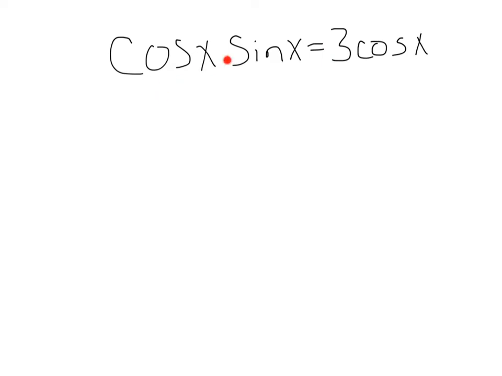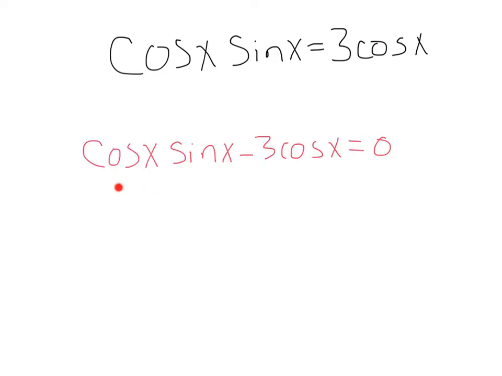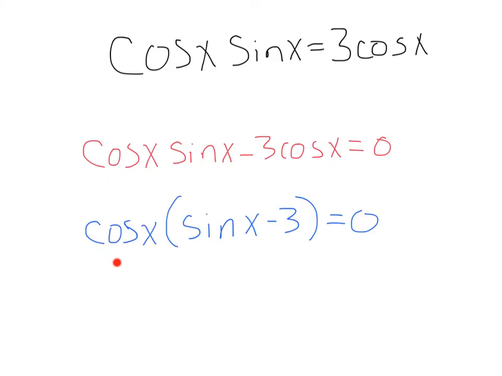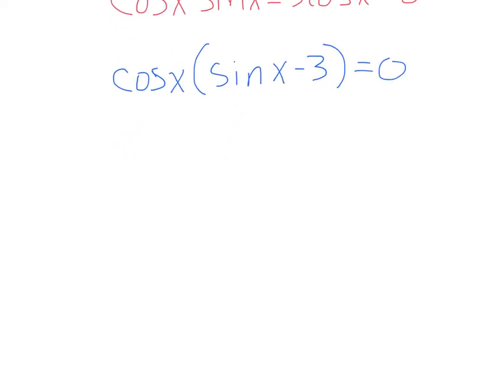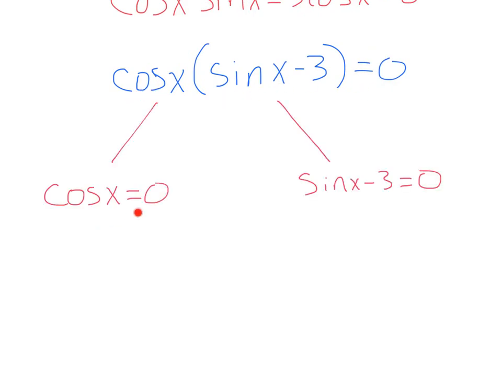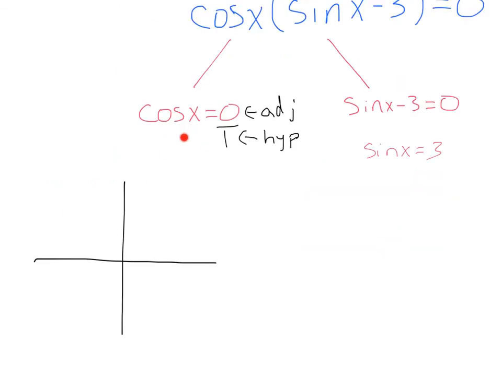Alright, here we have cosine x sine x equals 3 cosine x. Well, let's get our cosine x to the other side. That'll give us cosine x sine x minus 3 cosine x equals 0. These have a cosine x in common, so I could factor that out, leaving us with cosine x times sine x minus 3 equals 0. Since I've got two factors here, I could set each one equal to 0 and solve. Doing that, we're going to get cosine x equals 0 and sine x minus 3 equals 0, or sine x equals 3. Let's start by solving this cosine x equals 0.